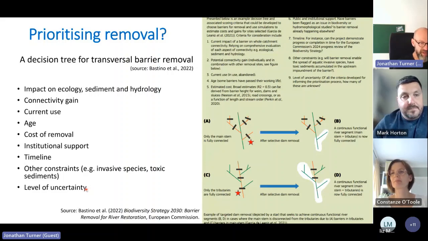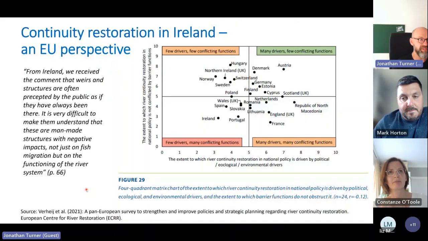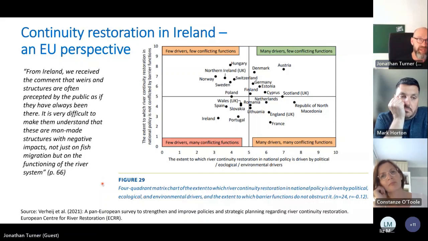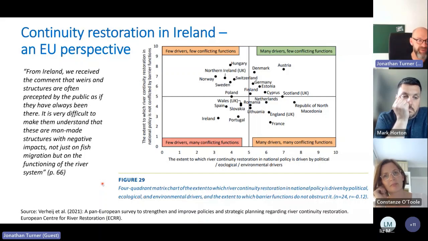So just to finish off, I was curious and did a little bit of reading in terms of the state of play in Ireland in terms of barrier removal. And there's been a lot of literature actually now published on this. It's not an area that I particularly work in a great deal. But this recent report by the European Centre for River Restoration was really a Q&A exercise with all of the EU member states related to barrier removal, particularly in the context of increasing biodiversity and improving ecological function of our rivers.